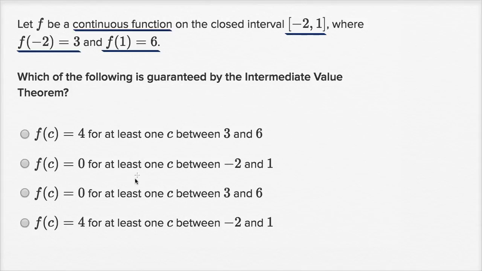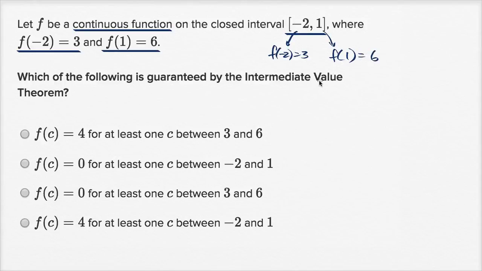So before I even look at this, what do we know about the intermediate value theorem? Well, it applies here. It's a continuous function on this closed interval. We know what the value of the function is at -2. It's 3. So let me write that. f of -2 is equal to 3. And f of 1, they tell us right over here, is equal to 6.